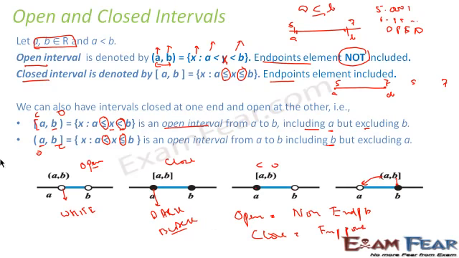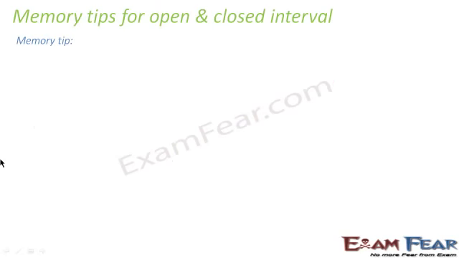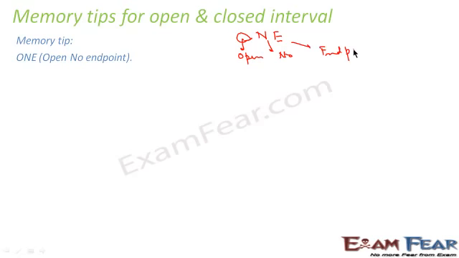So let's now go to the memory tip. Here it is. Let us just learn this number 1, the first number in mathematics after 0. Here, in O-N-E, O stands for open, N stands for no, and E stands for endpoints. That means open, no endpoint. In the open case, the endpoint is not included, so obviously for the closed, it will be included. You have to just remember O-N-E: open, no endpoint.